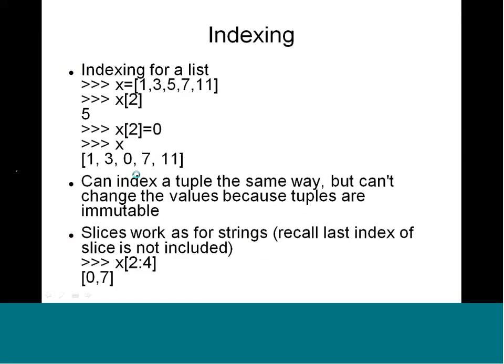Now let's look at some of the indexing. So the indexing, we know that actually it starts from 0, 1, 2, 3, and 4. So in this case, x[2] is actually 5, because it's counting from left to right, 0, 1, and 2. And then when we do an assignment with x[2] equal to 0, since it is mutable, it basically changes that, and the 5 is replaced with 0.